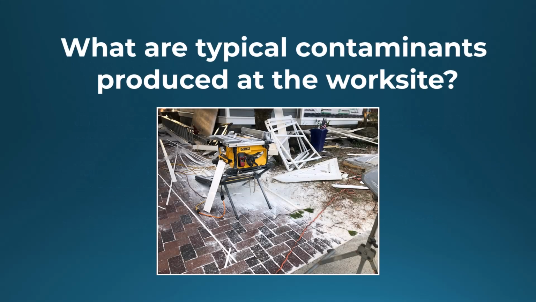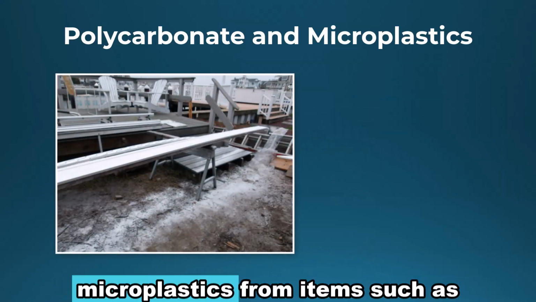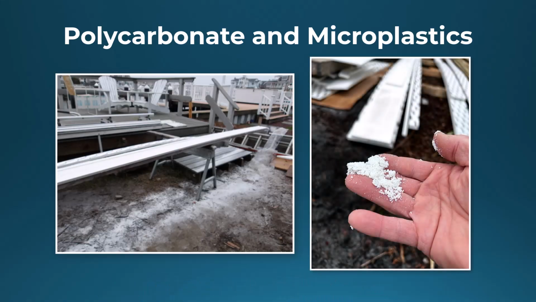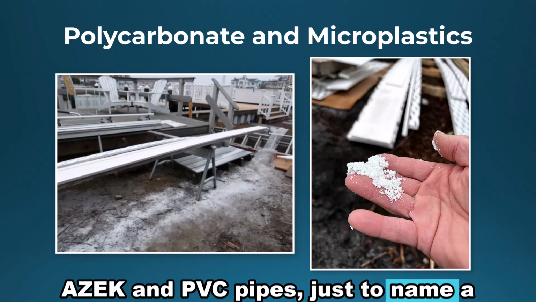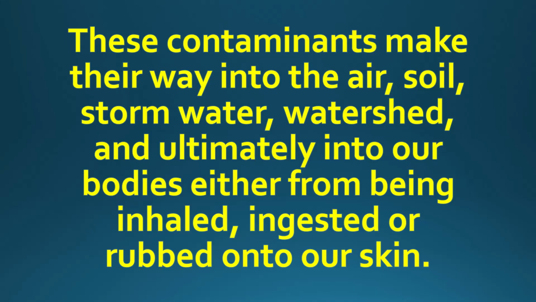So what are typical contaminants produced at the work site? We have polycarbonate materials and microplastics from items such as vinyl siding, vinyl railing, tracks, AZEK, and PVC pipes, just to name a few. Silica dust from cutting and grinding pavers and cement products. And of course, we have fiberglass. These contaminants make their way into the air, soil, stormwater, watershed, and ultimately into our bodies either from being inhaled, ingested, or rubbed onto our skin.